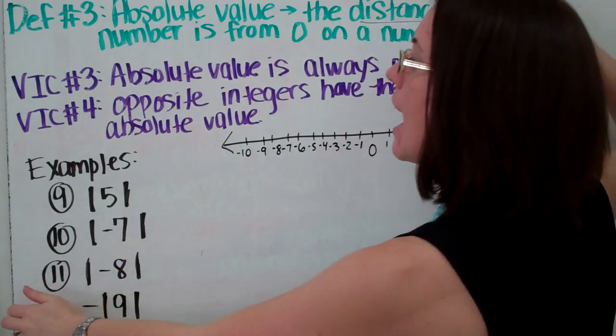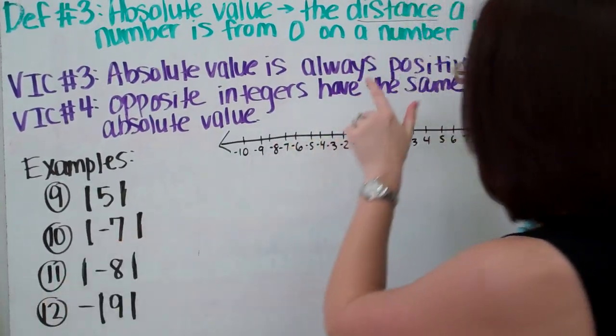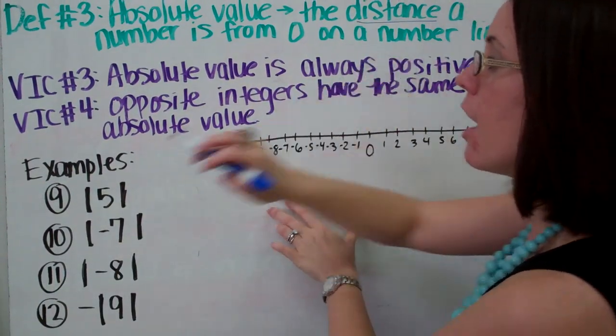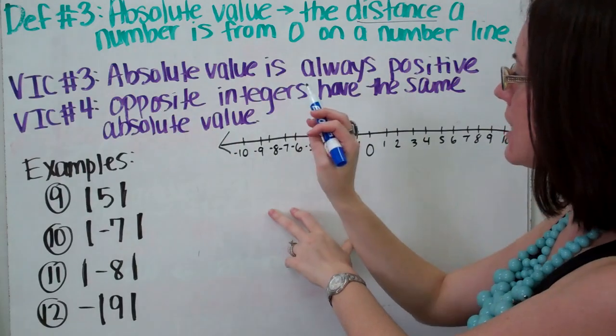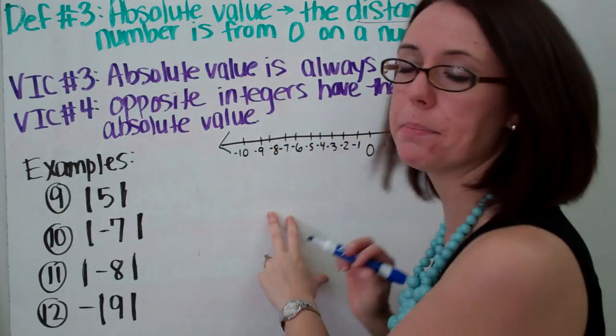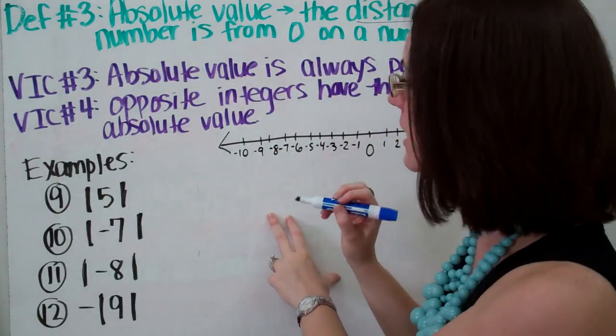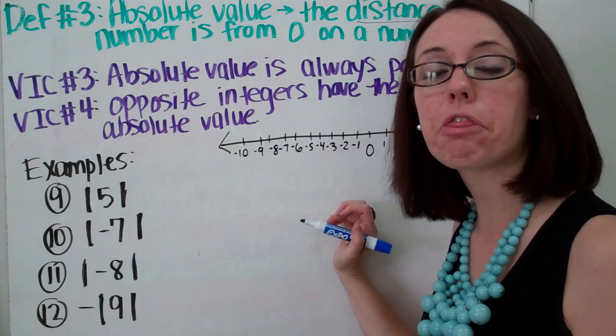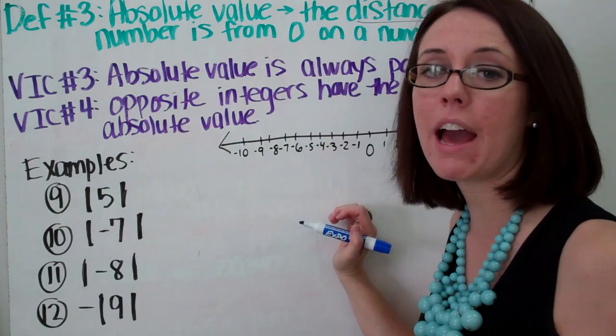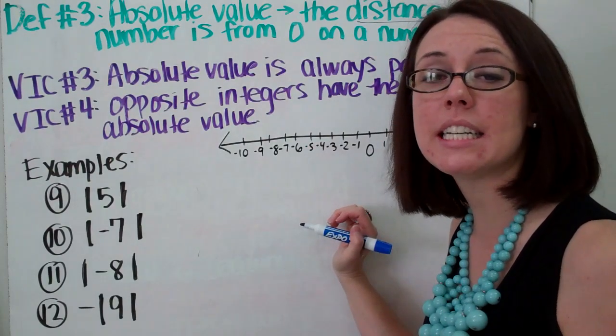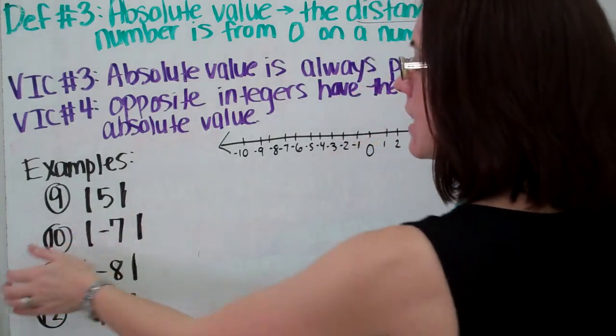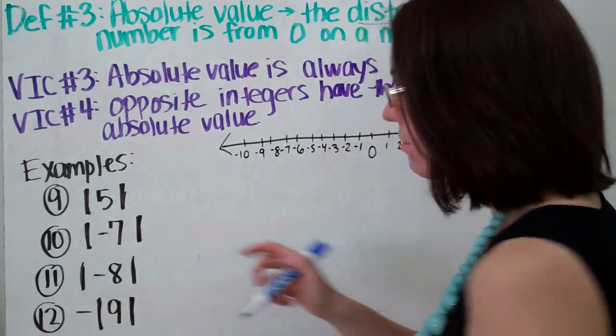Big number 3, absolute value is always positive. Big number 4, opposite integers have the same absolute value. For example, negative 3 and 3 have the same absolute value because they are the same distance from 0. Let's look at example number 9.